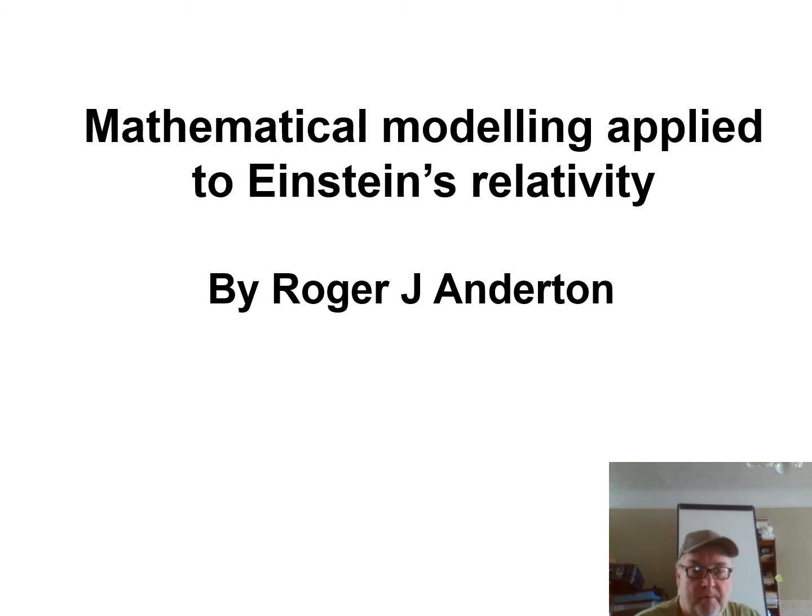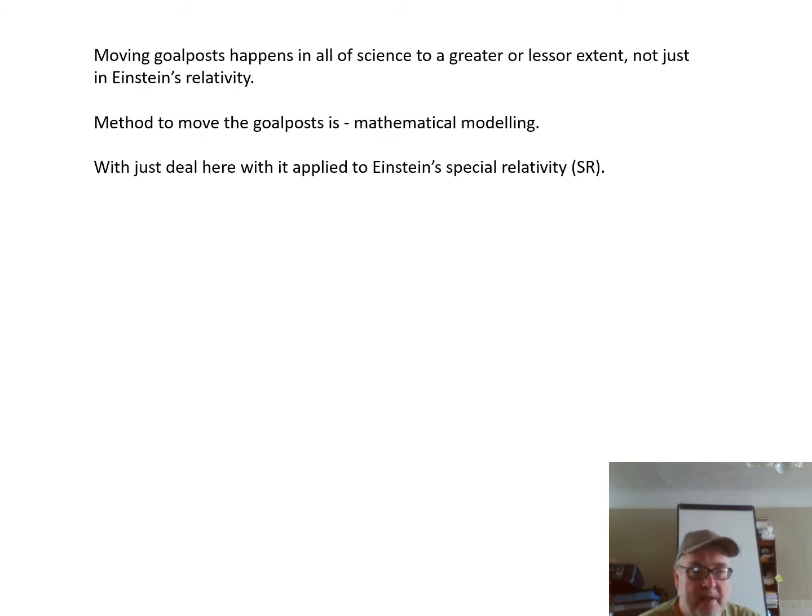So this talk is called Mathematical Modelling Applied to Einstein's Relativity. Right, moving goalposts happens in all of science to some extent, not just in Einstein's relativity. I've done a lot of videos explaining the moving goalposts going on in Einstein's relativity. Now, the method to move goalposts is mathematical modelling. We just deal here with it applied to Einstein's special relativity, although it gets applied to lots of science.